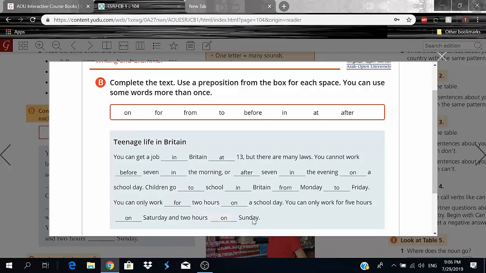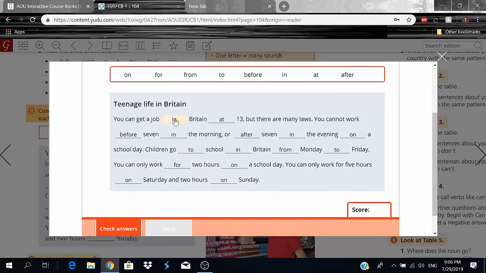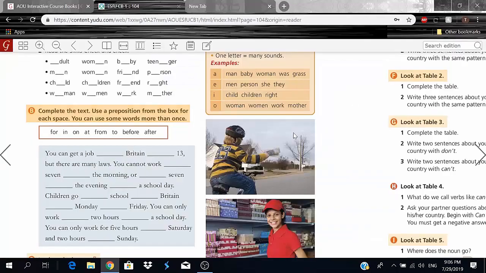So you can get a job in Britain at 13, but there are many laws. You cannot work before 7 in the morning or after 7 in the evening on a school day. Children go to school in Britain from Monday to Friday. You can only work for 2 hours on a school day. You can only work for 5 hours on Saturday and 2 hours on Sunday. Right? Now let's move on.